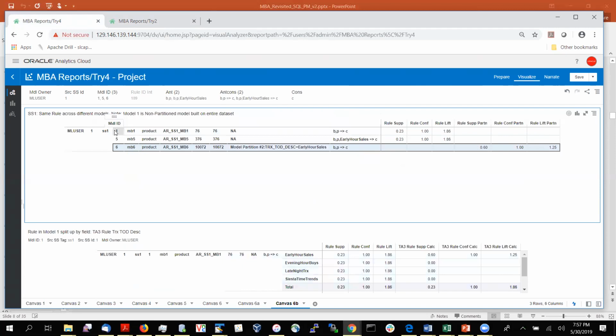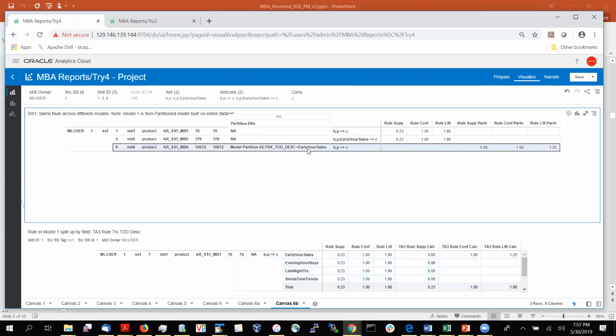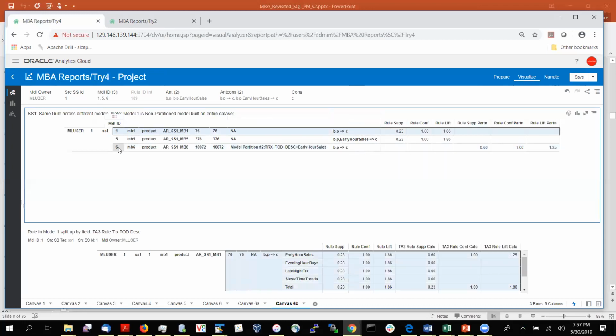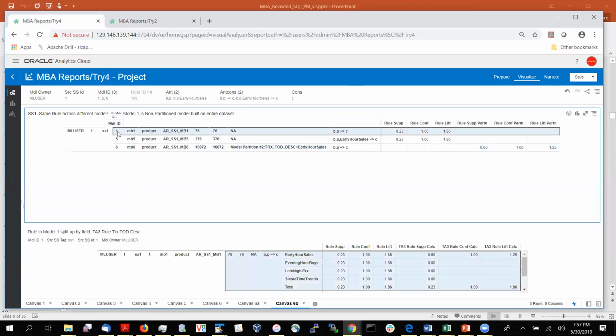This is because in model 1, the pattern BP implies C is evaluated across the entire data set, whereas in this case, it's evaluated within the confines of a partition, which is early hours sales alone. So this is like the global profile of the rule, and this is a partition or localized profile of the rule, with the partition column being time of day, and the value of the partition being early hours. For example, this rule is more prominent within this partition at 60% support compared to its prominence in terms of support at a global scale level.